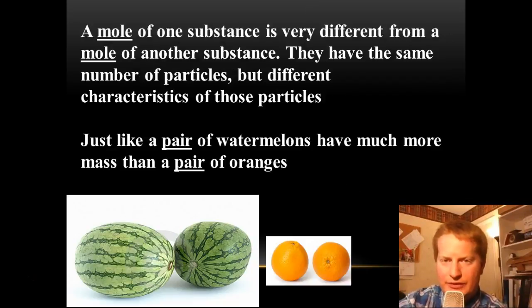But we have to be careful with molar mass, or the mass of 1 mole, because a mole of one substance is very different from the mole of another substance. For example, a pair of watermelons is different from a pair of oranges, right? It's 2 of each, but they have very different masses and very different properties. It's the same thing for the mass of each mole of different substances. The masses are going to be very different, even though they both have 6.02 times 10 to the 23rd particles in them, because that's what a mole is. Just like a pair of watermelons has 2 and a pair of oranges has 2, that doesn't mean they have the same mass.